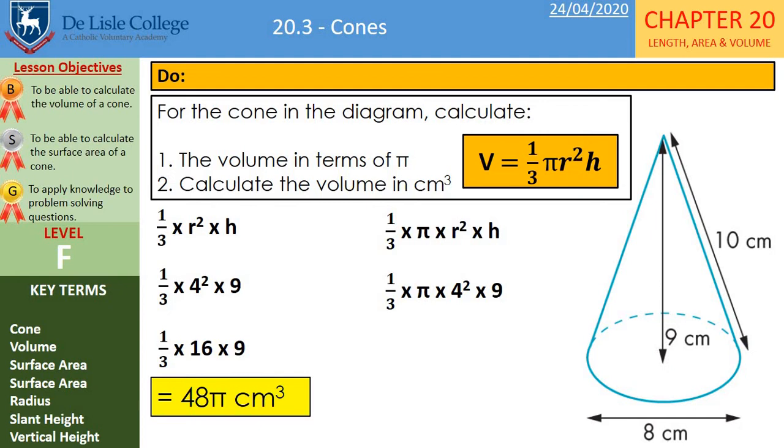So 1/3 times pi, and it's 4 squared because look, what you're given here is the diameter. We want the radius, which is half of that distance, so it's 4, and then the height is 9. Again, the 10 is irrelevant.